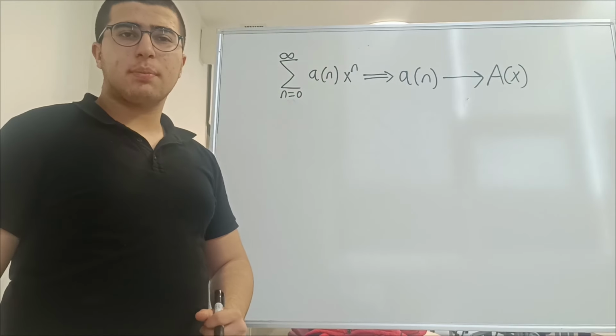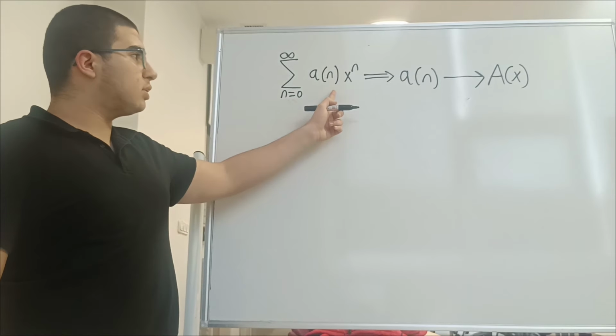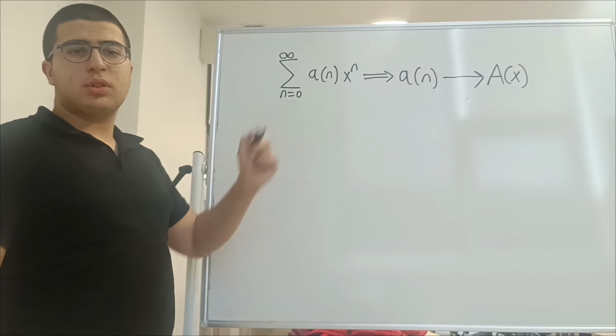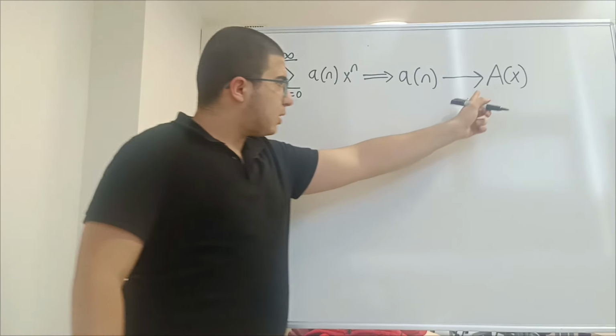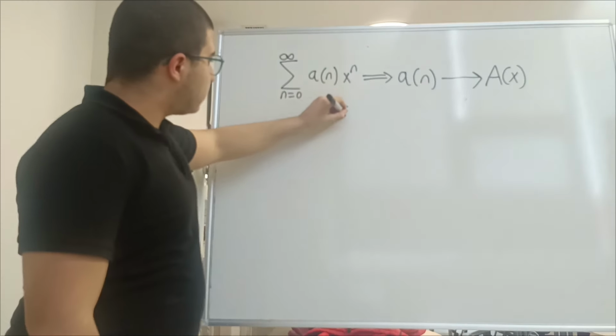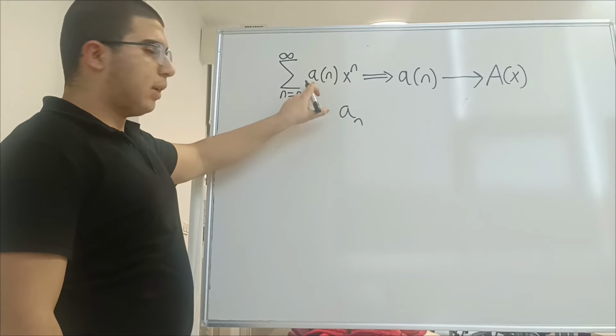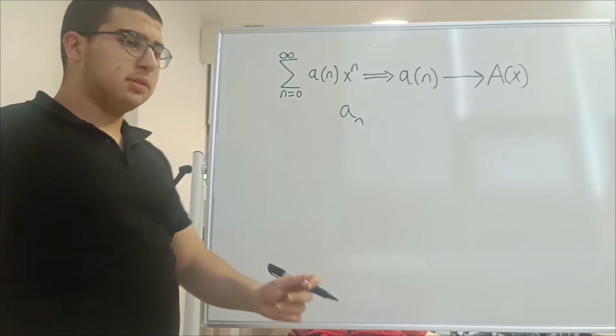The key to understanding Laplace Transform is understanding the power series. Power series take a discrete function a of n multiplied by x to the n and then spit out a new function of x, capital A of x. It's usually denoted as a sub n, but I'm going to write it in function notation in this video, a of n, to emphasize that it's a function.